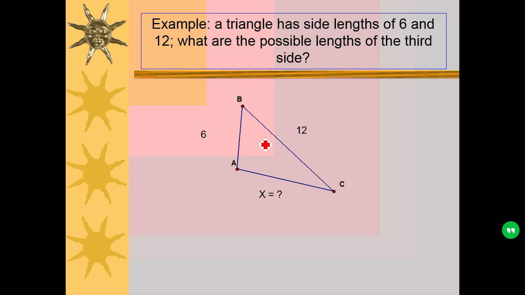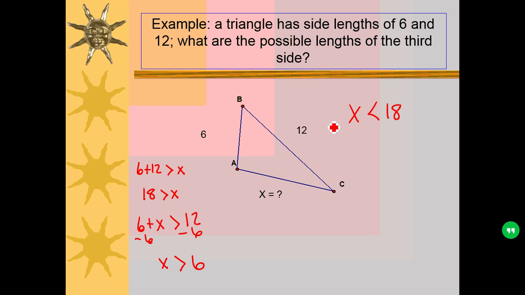So what are the possible side lengths for this one? Well, 6 plus 12, that has to be greater than x. So 18 greater than x. So whatever the x value is, it has to be smaller than 18. And then also if I do 6 plus x, that has to be greater than 12. So this tells me that x has to be greater than 6.